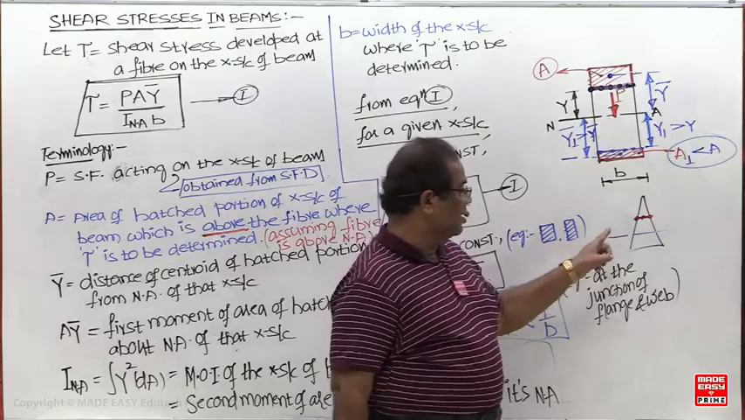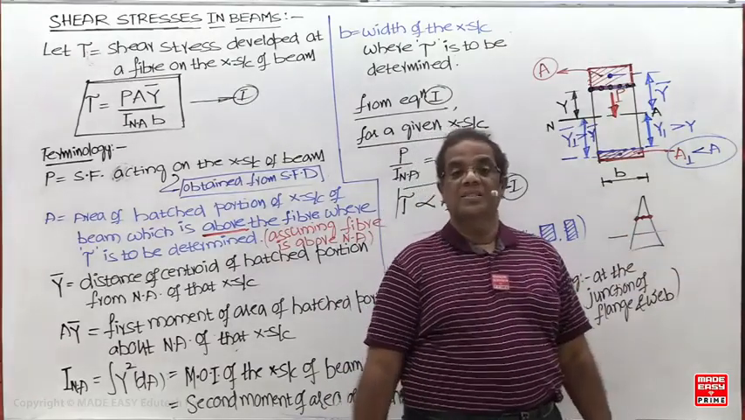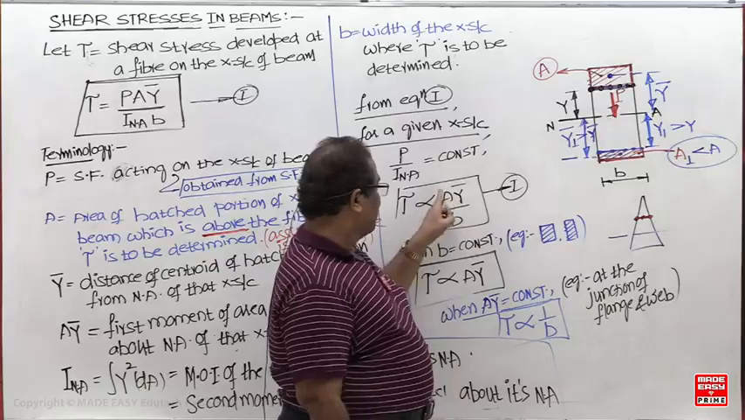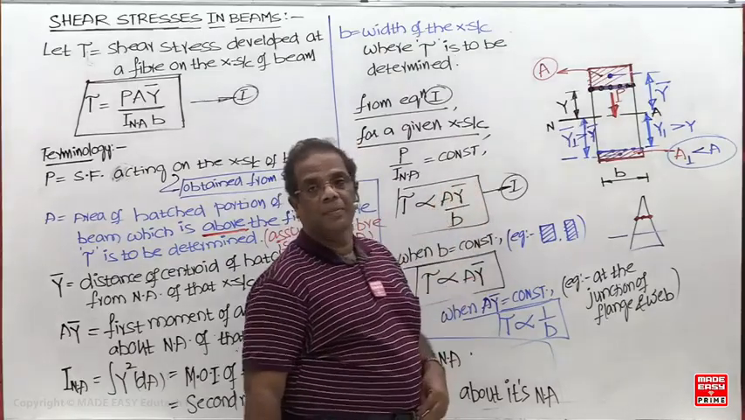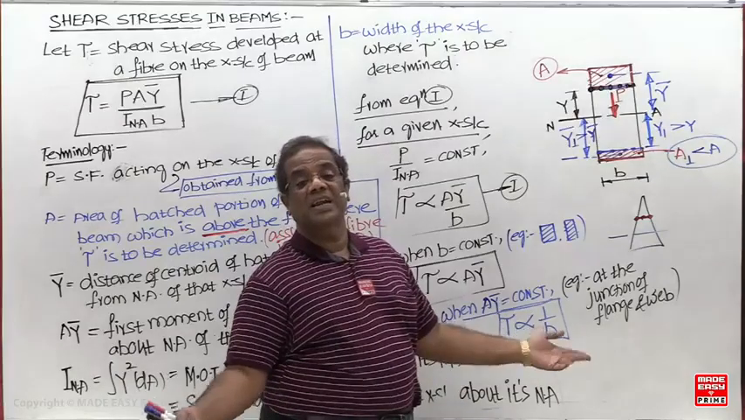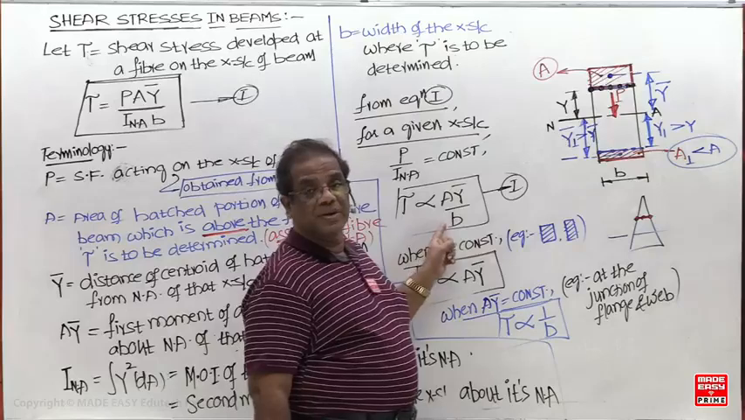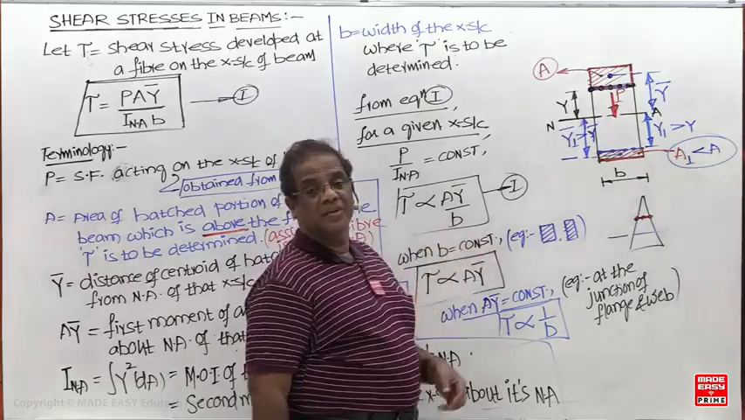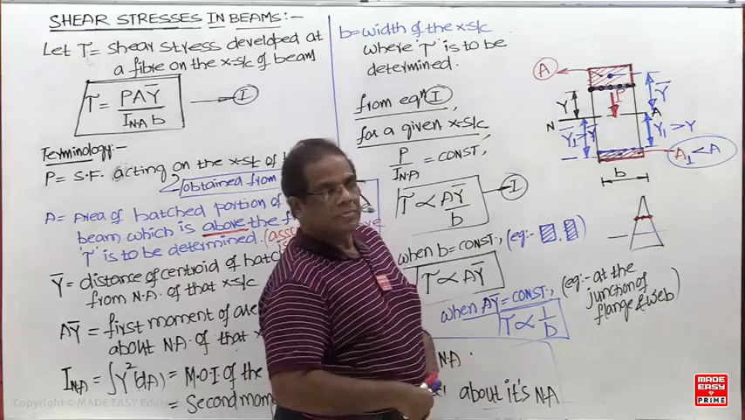Then what do you have to do now? Take an arbitrary fiber. At that fiber, write down A y bar upon B. Whenever you want to get a maximum value, what do you have to do? Differentiate and equate to 0. If you differentiate this term with respect to y and equate to 0, then you will get where the shear stress is maximum.